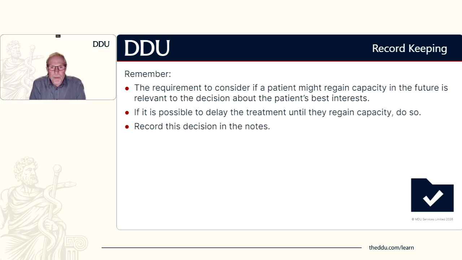And consider that the patient might regain capacity in the future. That's always something to be thinking about. Is this temporary? Is it permanent? There are always easy decisions. There are clearly patients who have the capacity to consent. There are some patients where their condition is such that they clearly don't have capacity and they never will. It's the ones in between which are always the tricky ones, and probably are the majority where you are having to make these sorts of decisions. So is it possible to delay until they regain capacity, and then keep a note of that in the records?